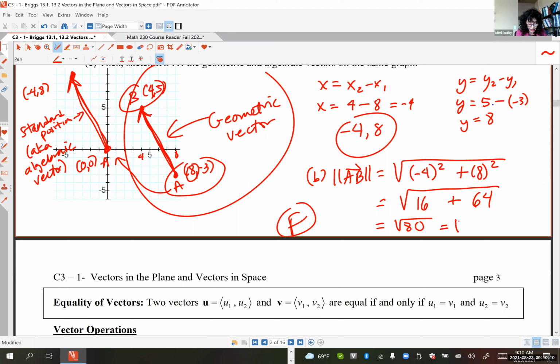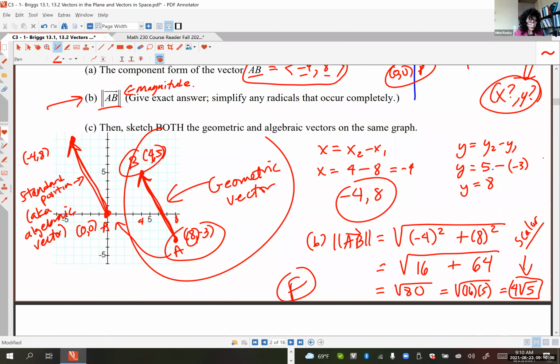So what do you mean? Well, 80 can be written as 16 times 5. And since square root of 16 is 4, you can simplify this radical. So there's the magnitude, 4 square root of 5. And please note that magnitude is a scalar. That's right, because it's a length, so it's a scalar quantity. So we're done with letter B, and that is the length of the vector AB.